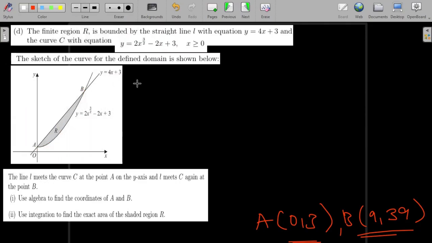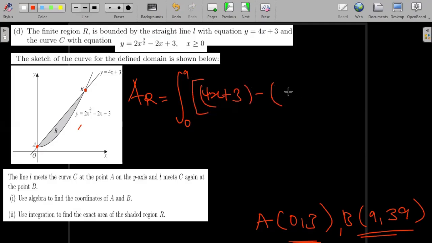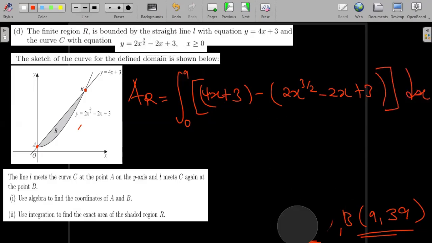R. So we're going to say the area of the region R is equal to the integral, okay? The x here at this point A is 0. The x there is 9. Okay, so we are subtracting the line and the curve. So it will be the line, which is just 4x plus 3, minus the curve, which is 2x to the power 3 over 2 minus 2x plus 3. And then we're finding dx. So that will be the area there.